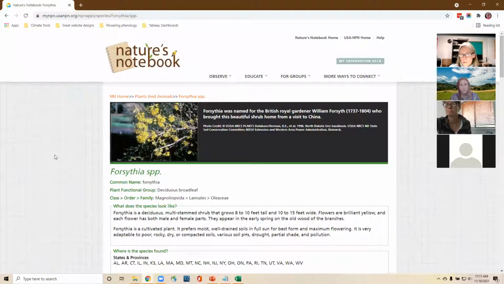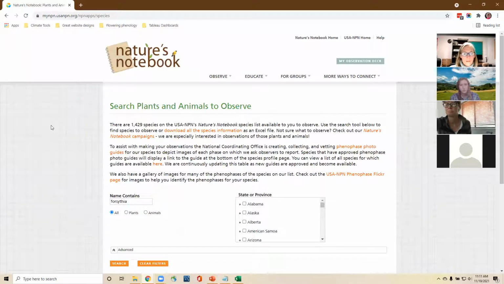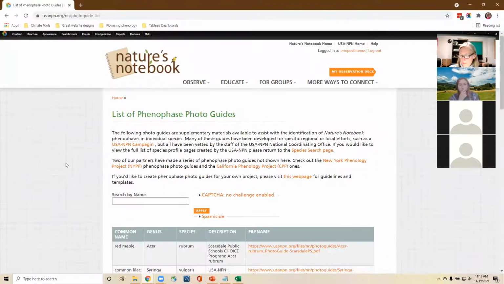Some of the species also have a Phenophase photo guide. If we go back to the plants and animals page, we don't have one for Forsythia. If anyone wants to make one, that would be awesome if that's the species you're interested in. But we do have a list of all the species that have Phenophase photo guides in this little link here.